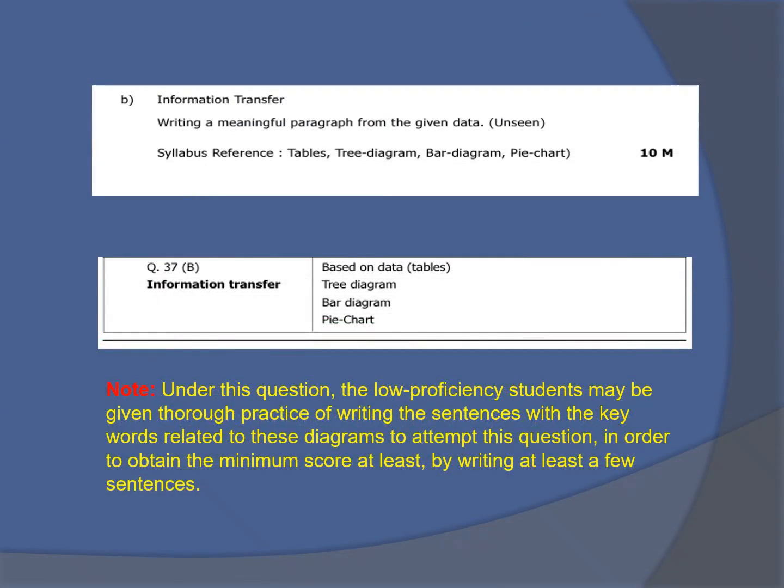The last question of our English question paper, 37B, is an information transfer, and here any picture related to data, tree diagram, bar diagram or pie chart may be given, and under this question the student is supposed to write a few sentences describing this picture. Here the low proficiency students may be given thorough practice of writing sentences with the help of keywords related to these diagrams to attempt this question in order to obtain the minimum score at least, by writing at least a few sentences.